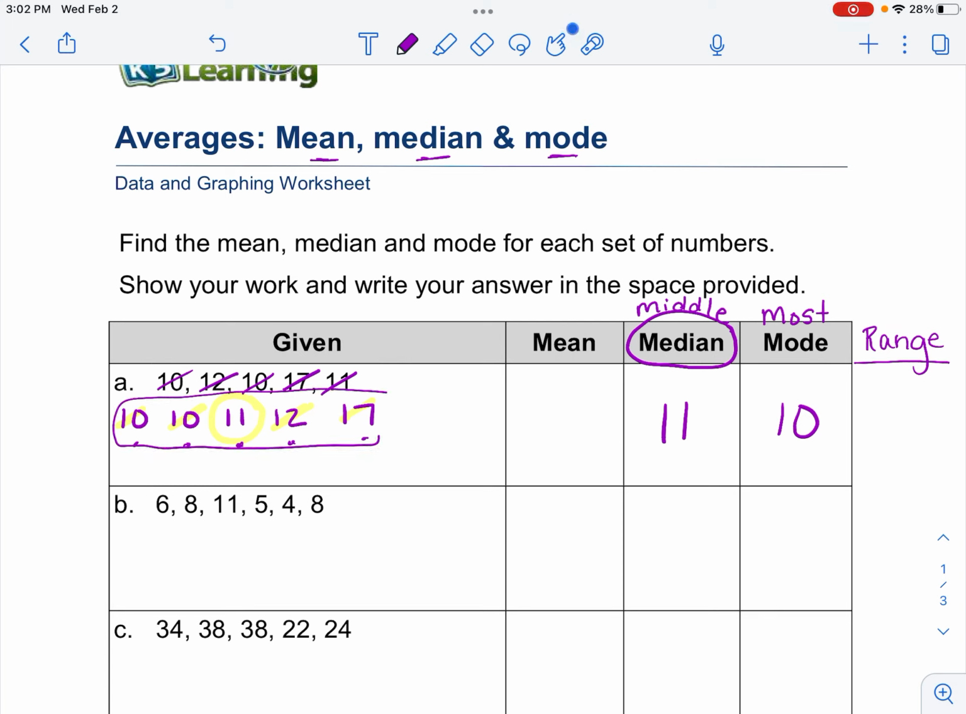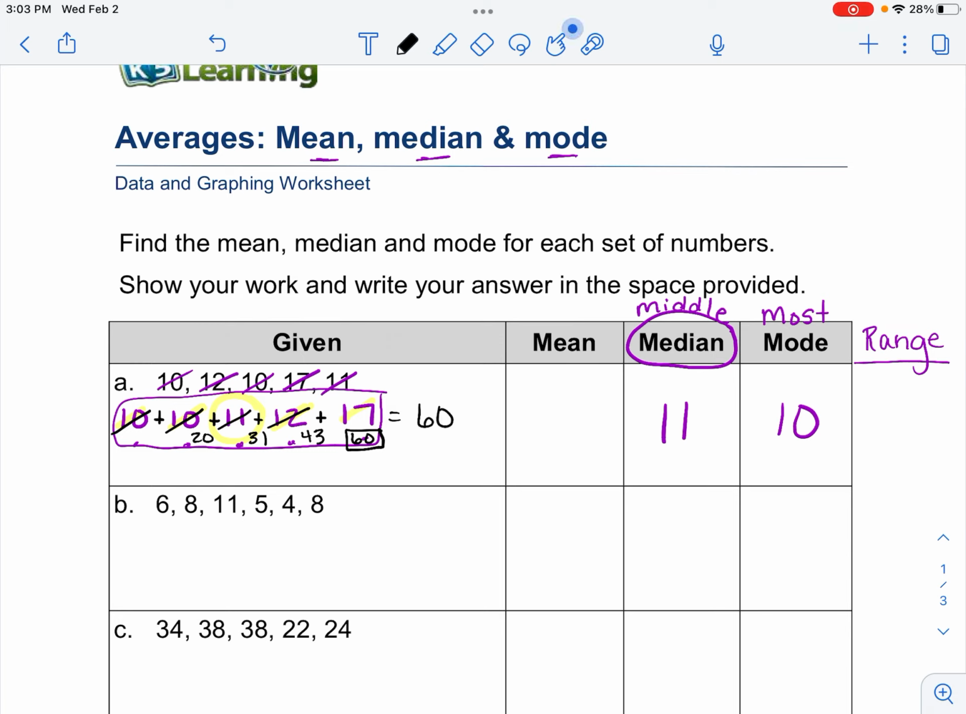So to find the mean, if you remember, you just add them all up. So 10 plus 10, plus 11, plus 12, plus 17. So without doing a bunch of long math, I have 10 plus 10, which is 20, and 20 plus 11 makes 31, and 31 plus 12 makes 43. I hope my math is correct. It's been quite a day. And 43 plus 17 makes 60, right? 60 is my total. When I add all those up, I get 60.